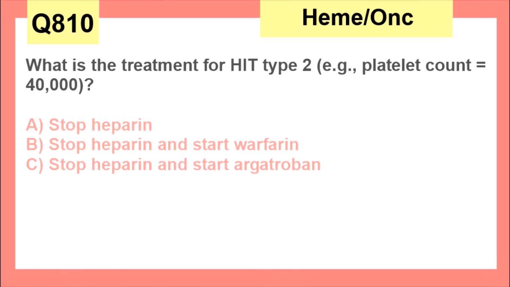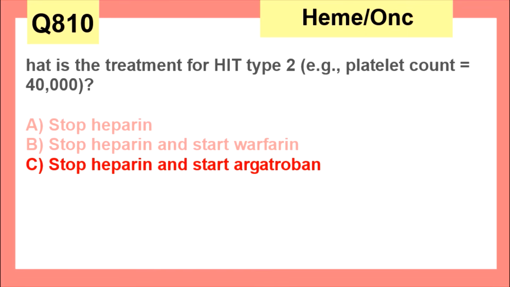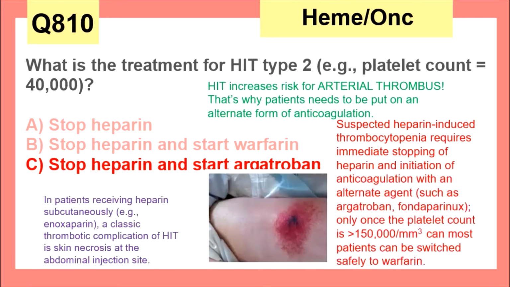810, what's the treatment for HIT type 2, where the platelet count is, for example, 40,000? We stop heparin and we start argatroban. We mentioned another one before, fondaparinux. I mentioned that over here. Okay. HIT increases the risk for arterial thrombosis. That's why patients need to be put on an alternative form of anticoagulation.